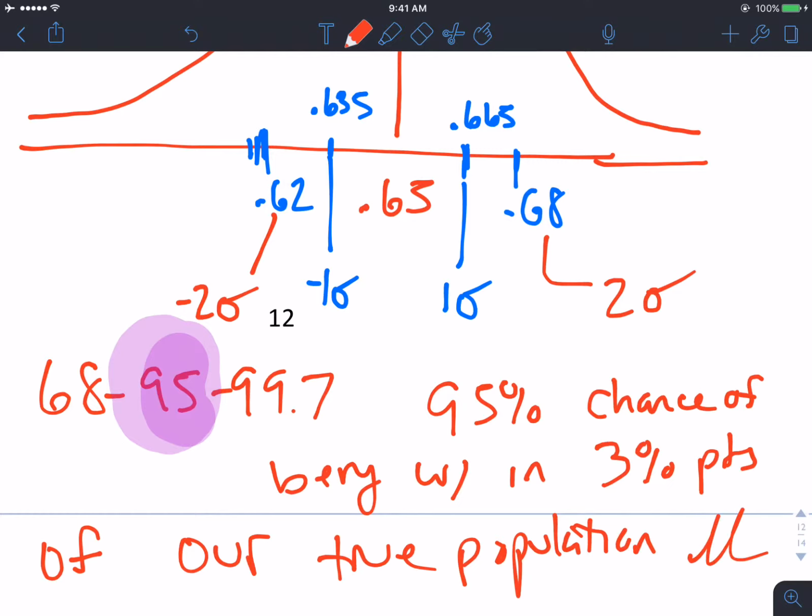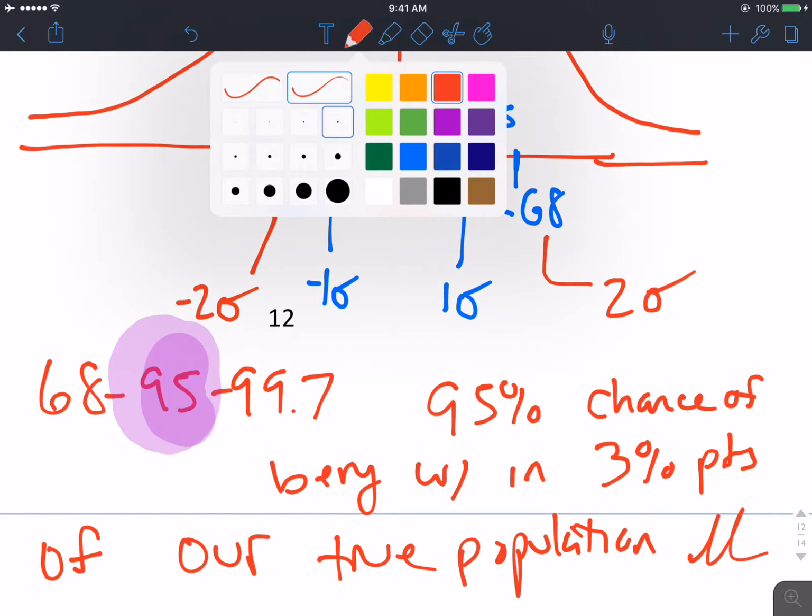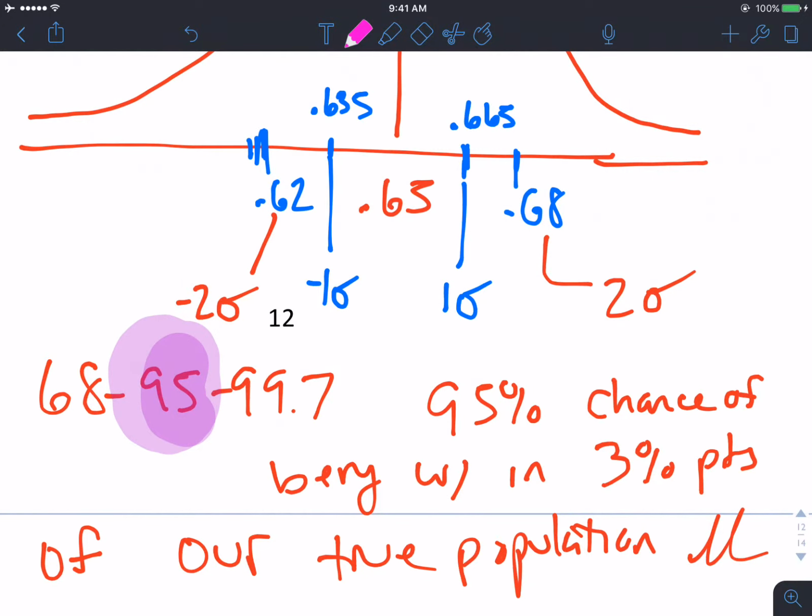And I guess I should clarify a little better. It's saying that when I say our p, or estimated p proportion, has a 95% chance of being within 3% of our true proportion mean. And once again, if you didn't recognize that 0.62 and 0.68 were 2 standard deviations away, just calculate your z-score. You would have gotten the same answer.